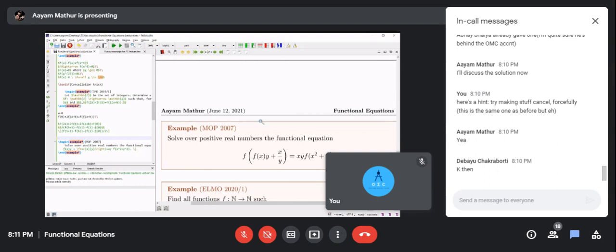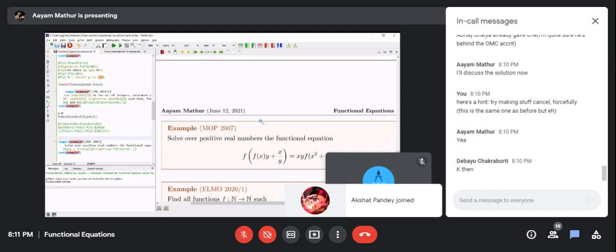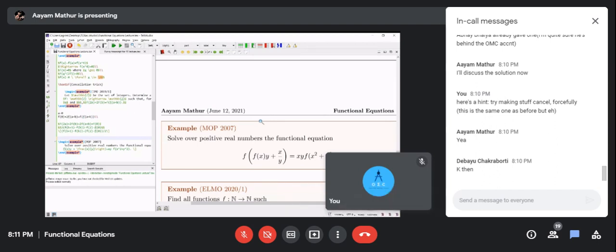From observation, it is clear that f of x equal to 1 by x is a solution. Yes. So when we take the substitution x comma 1 by x, setting y as 1 by x, then we get f of x by x plus x square equal to f of x square plus 1 by x square. Now we see that if it is injective, then x square cancels and we get f of x. Just proving injectivity is what I was trying.